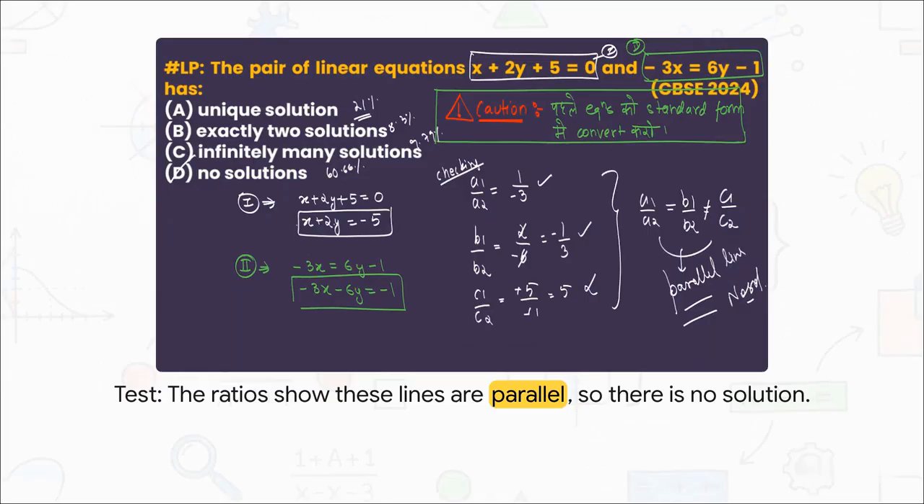Okay, let's try it out. First thing, you got to make sure the equations are lined up in the same format. Now let's check the ratios. The x's give us 1 over -3. The y's give us 2 over -6, which, hey, simplifies to -1/3. So our first 2 ratios are a match. But look at the constants. That ratio is different. Ding, ding, ding. That's our secret code for parallel lines, which means no solution. And we figured that out without a single bit of graphing or heavy algebra.